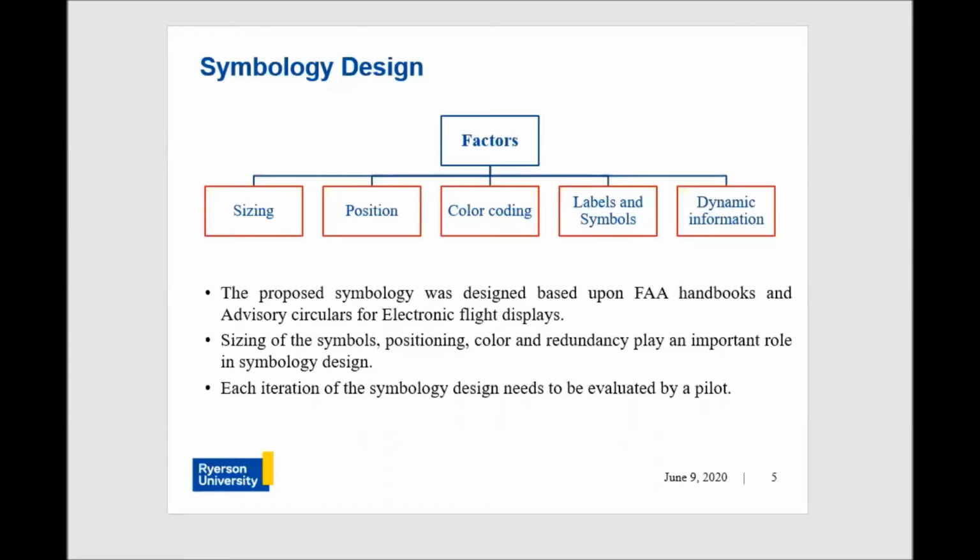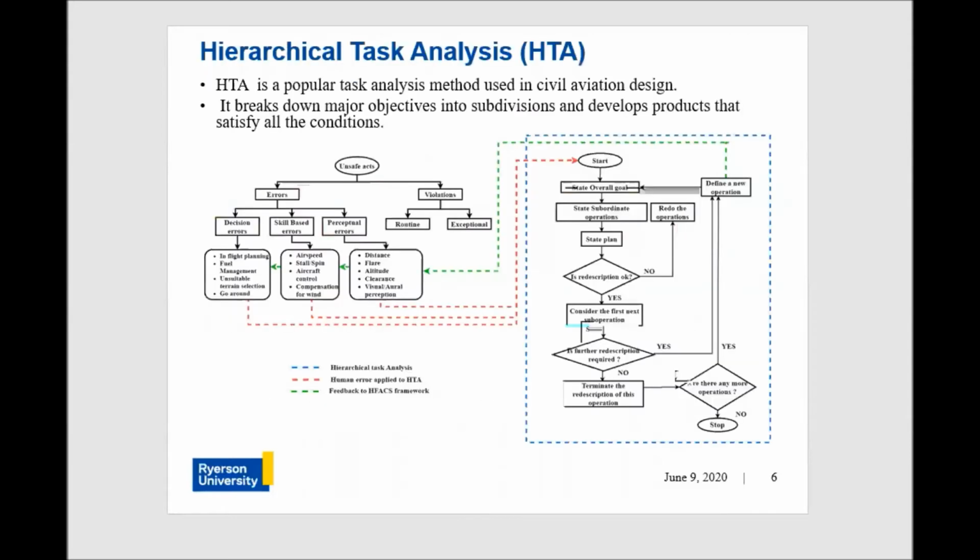And as discussed earlier, one of the methods of designing a symbology was applying a task analysis, which is commonly used in civil aviation design, also known as hierarchical task analysis. This method was chosen because it breaks down major objectives into subdivisions and it develops products to satisfy all these conditions, which in our particular case, in order to design a symbology, means we need to break down objectives in order to avoid accidents from happening as per the objective at hand.